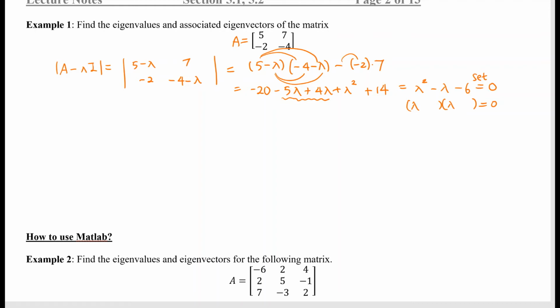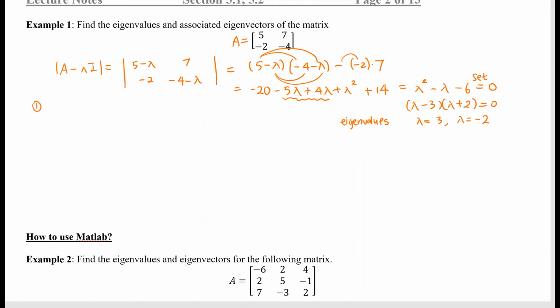Okay, how do we get minus 1? Minus 3 and plus 2 will give us minus 1. Then lambda equals 3 or lambda equals minus 2. So these are the eigenvalues. So far, so good, everybody.